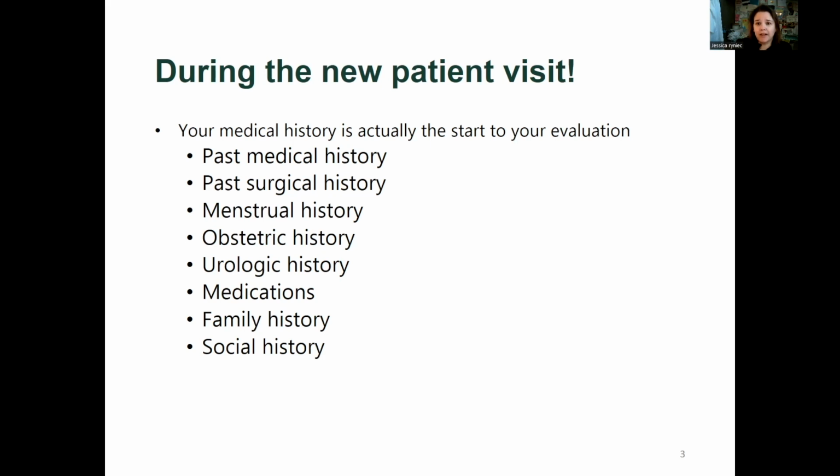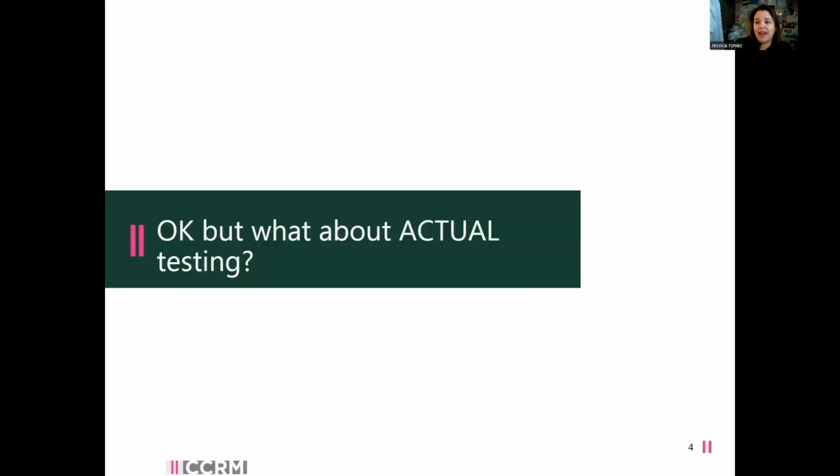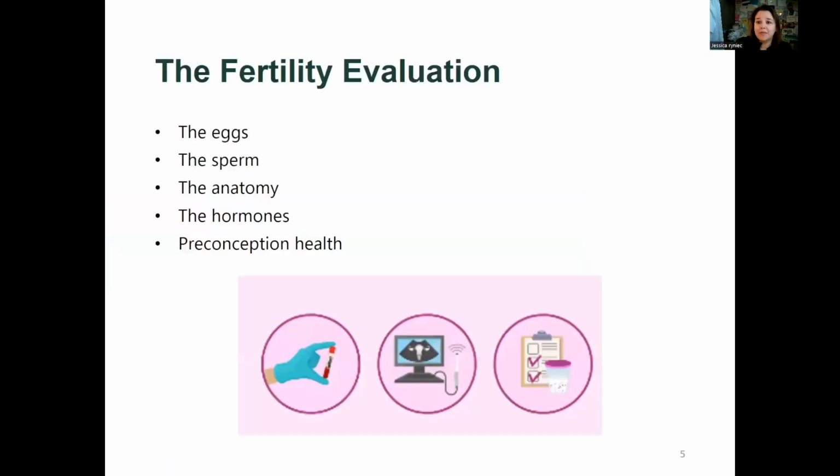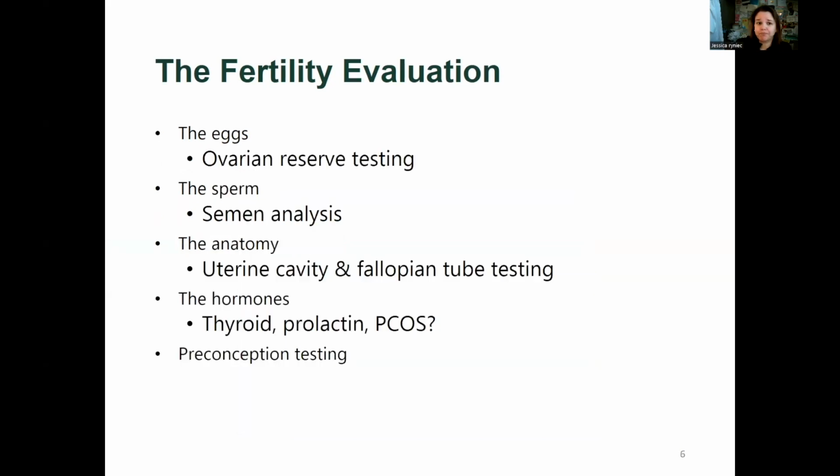Of course, we are not expecting this to be the topic of the conversation today. And so what about actual testing and fertility evaluation that I'm going to talk about today? So when it comes to the fertility evaluation, there's really 5 main areas that we need to investigate. Infertility can be caused by a number of different factors, and looking at these 5 things will give us a pretty good idea for most people what might be going on.